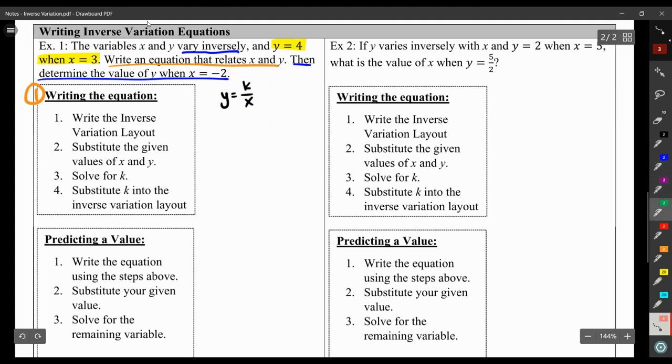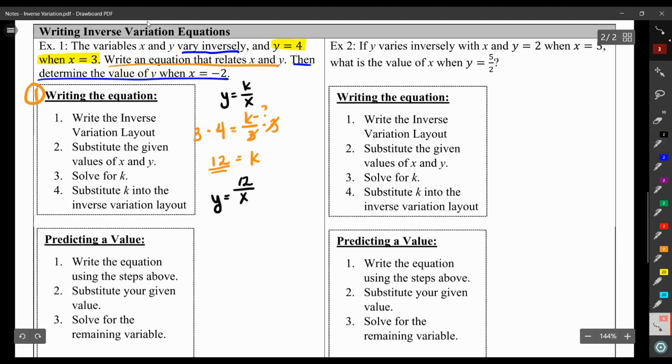So what I'm going to do is substitute the numbers that I actually know. When y is 4, x is equal to 3, and I need to figure out what k is. So we're going to solve this for k. The way we solve this for k is we multiply both sides by 3, and we get k is equal to 12. Now that we know the constant of variation, we can find the equation. I know the equation will be y equals 12 divided by x.